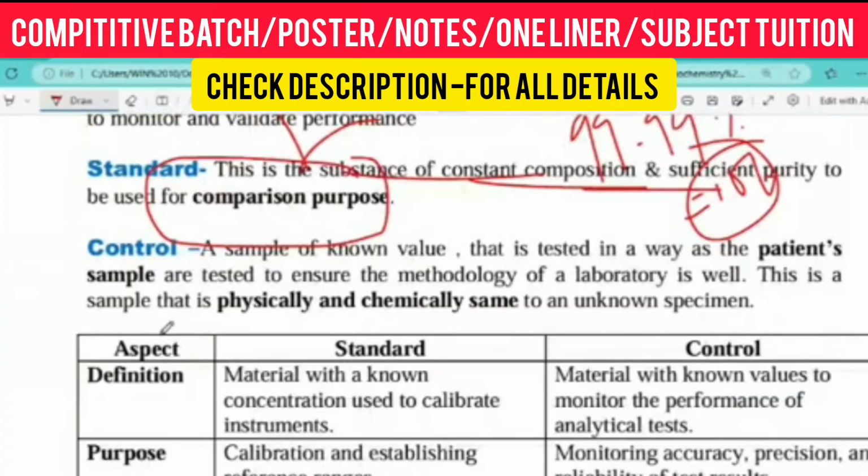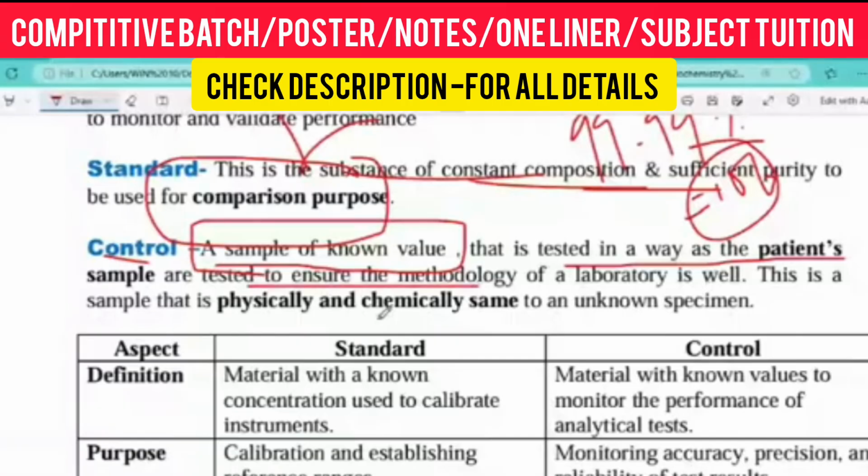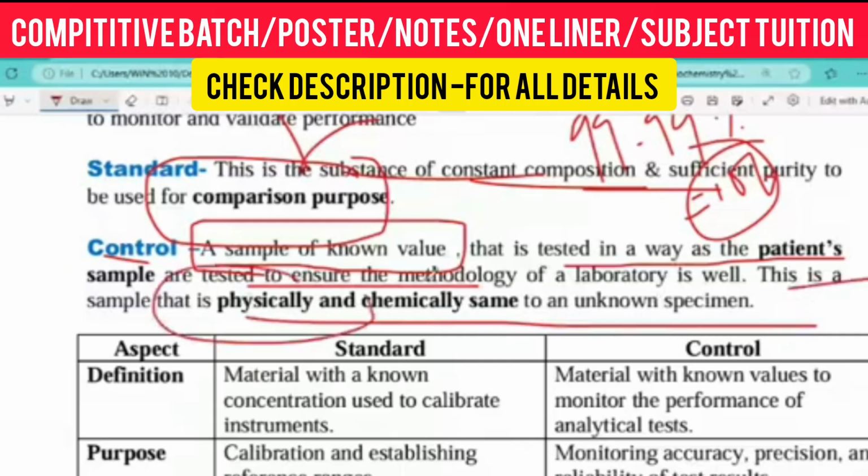So, understood: standard should always be a purified form of that particular substance. There should not be any other substance present, and it is basically used for comparison purposes. Okay, control is a sample of known value. It is also the same as a sample, but it has a known value. It is tested the way a patient sample is tested, to ensure the methodology. Getting my point? And this sample is physically and chemically the same as an unknown specimen. Just keep in mind that control also looks the same.